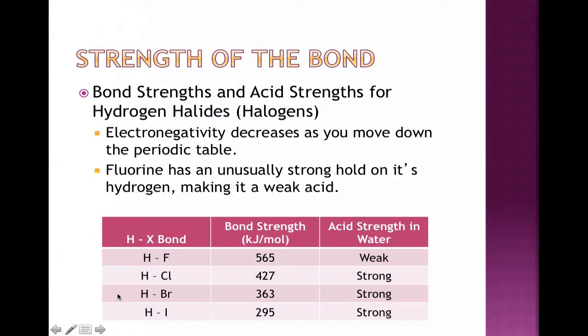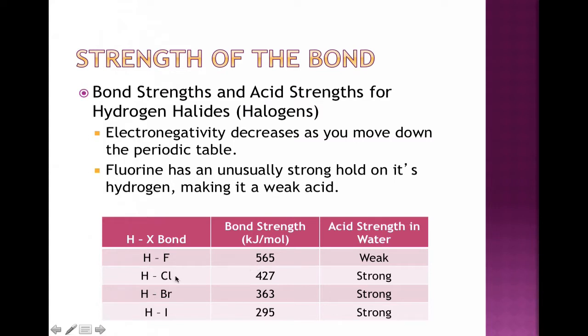So this first table that we're looking at compares the bond strengths of some different halogens and their hydrogen. So bond strengths and acid strengths for hydrogen halides, and halides is another word for halogens. Electronegativity decreases as you go down the periodic table, but what we see when we look at these, we know that hydrochloric, hydrobromic, and hydroiodic acid are all strong acids, but hydrofluoric acid is a weak acid. And the reason it's a weak acid is because that fluorine has an unusually strong hold on its hydrogen. It doesn't want to let it go.